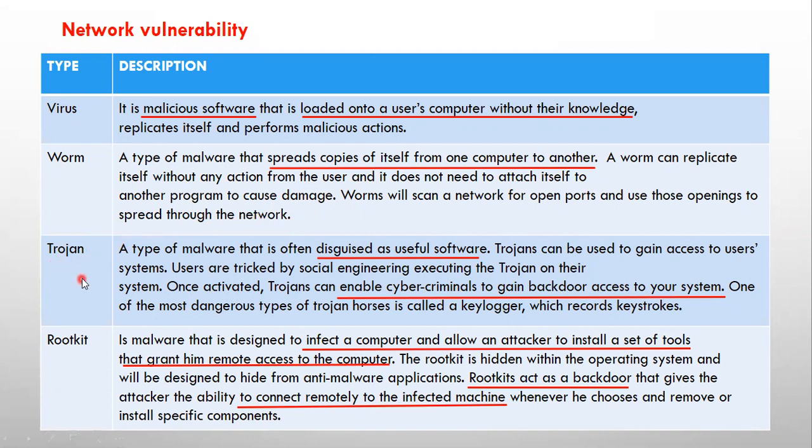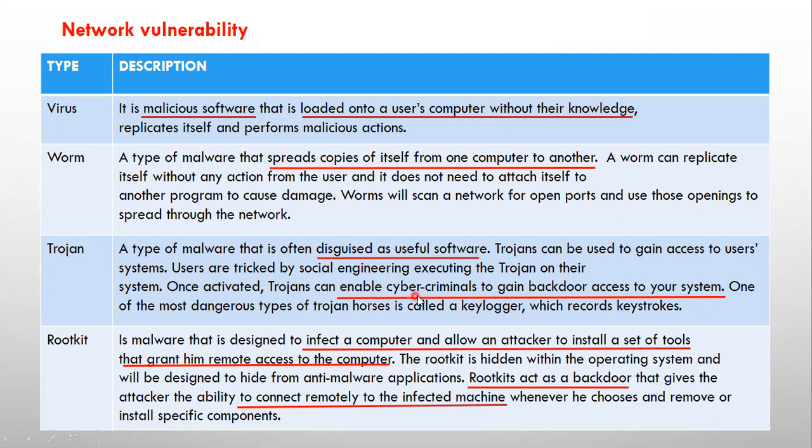A Trojan is a type of malware that is often disguised as useful software. Trojans can be used to gain access to user systems. Users are tricked by social engineering into executing the Trojan on the system. So you may get software that you would think is useful, and once you run the software, your computer system can be infected by a Trojan.